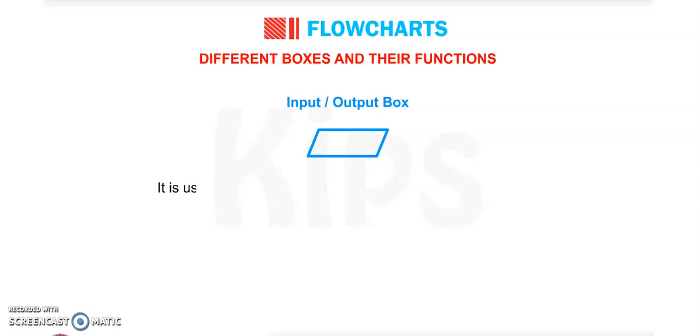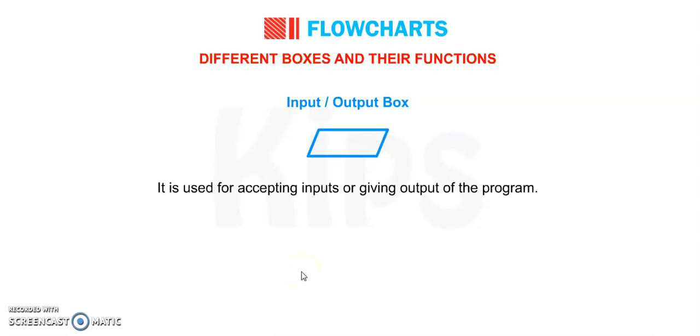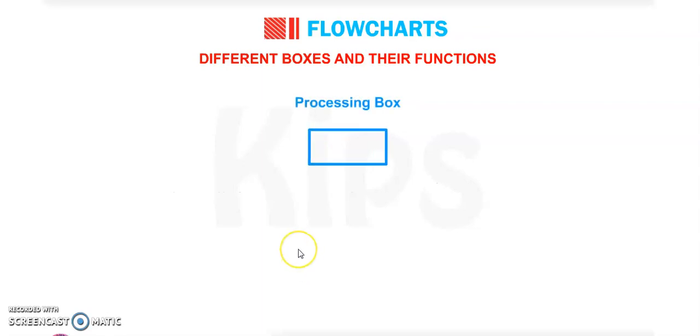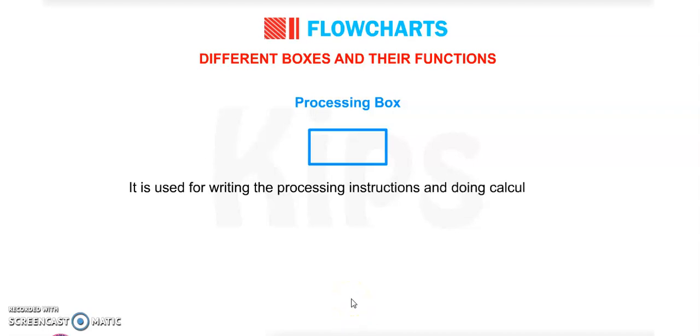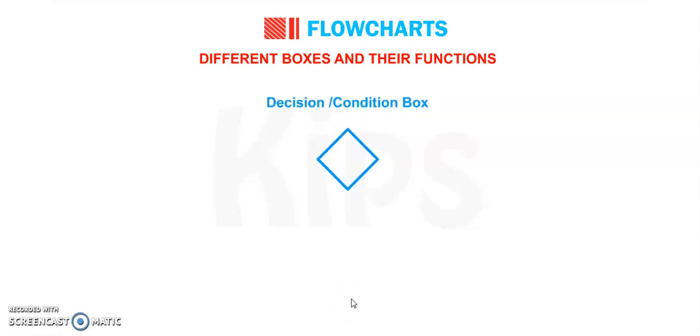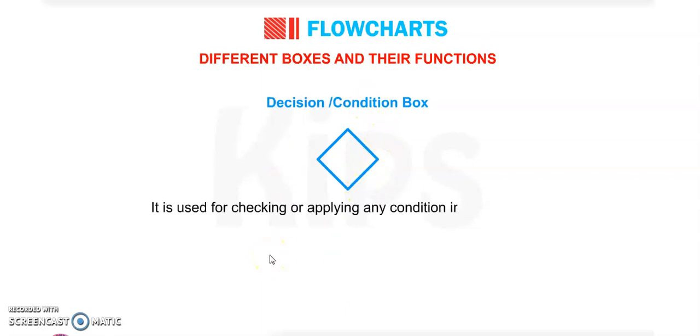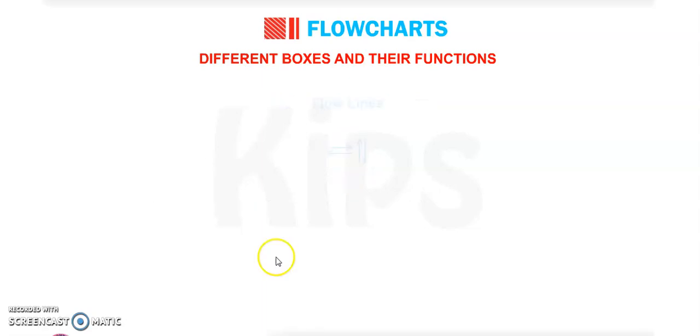This is the input and output box. It is used for accepting inputs or giving output of the program. This is the processing box. In this we will write the processing instructions and do calculations. This is a decision or condition box. It is used for checking or applying any condition in the program.